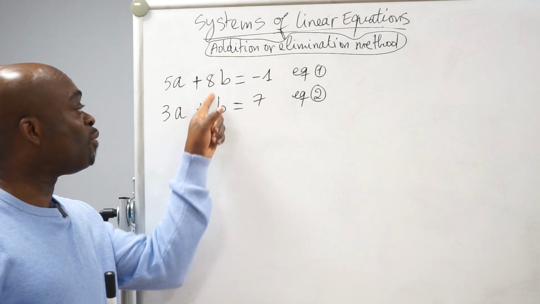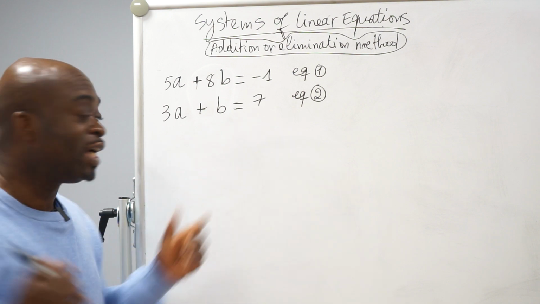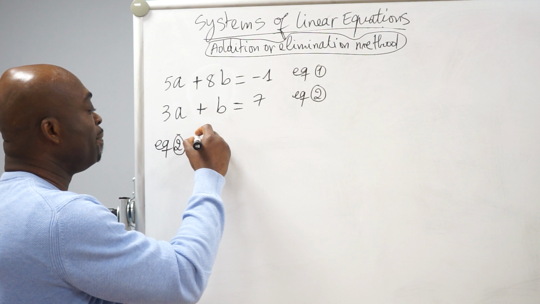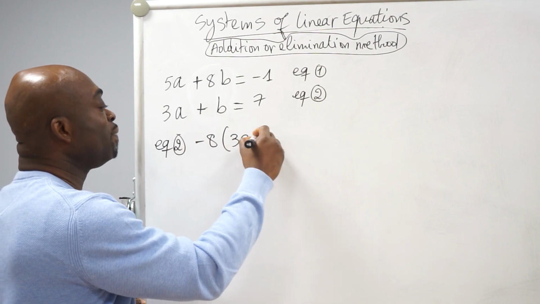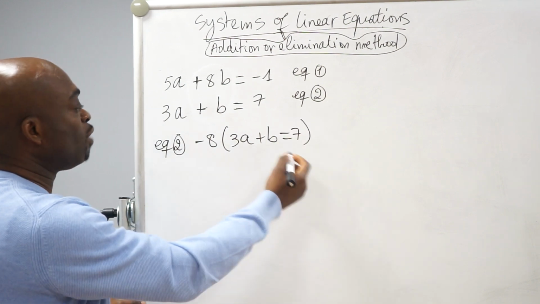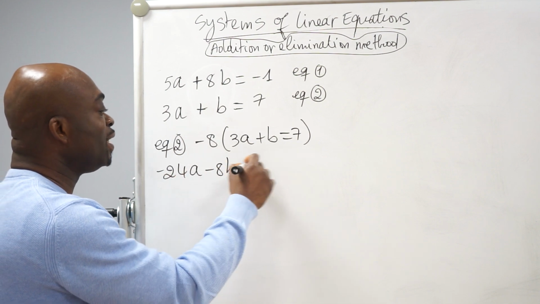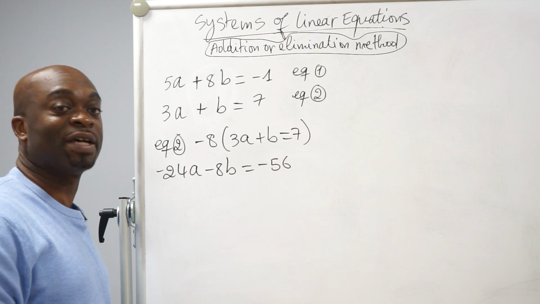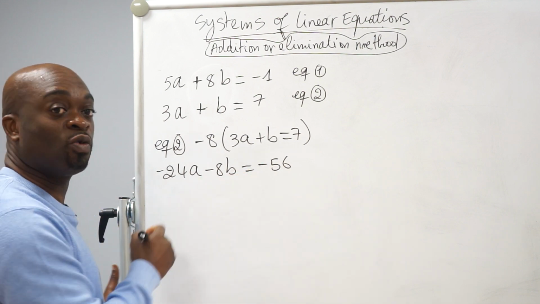So for 8 here, we're looking for what? -8. How do we get -8 from equation 2? By multiplying the whole equation 2 by -8. So it's going to give us 3a plus b equals 7, and once we do that, we have -24a, -8b equals -57. Because -8 times 7 is -57. Correct? So that's what we have for this equation here.